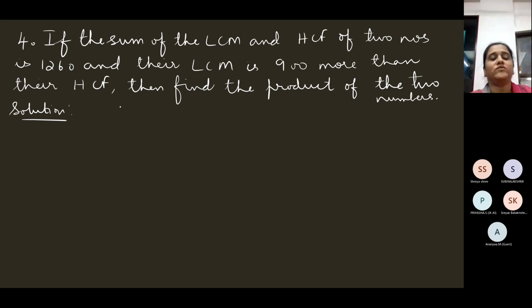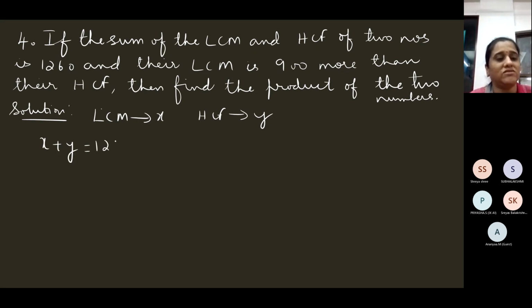Okay. So simply make some equations. If the sum of the LCM and HCF of two numbers is 1260, let LCM be X and HCF be Y, okay? Not the two numbers. The LCM of the two numbers is X, the HCF of the two numbers is Y. What is given? The sum of the LCM and HCF. So that means X plus Y is 1260. So this is one equation.